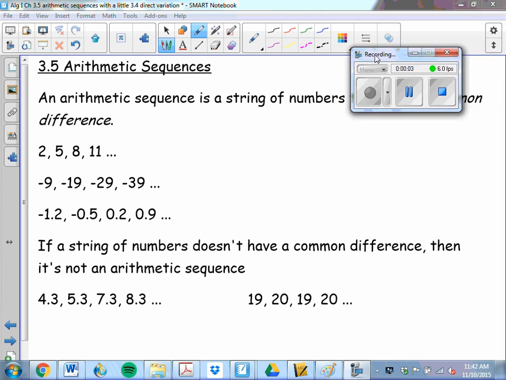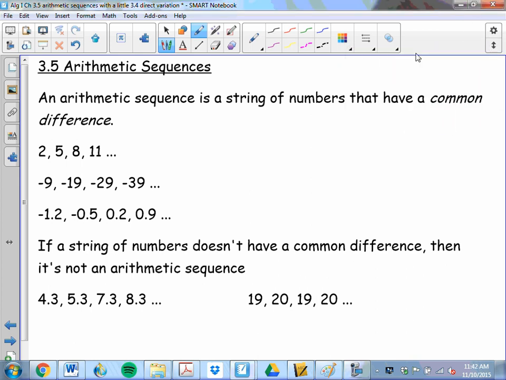This is chapter 3, lesson 5. We're going to talk about arithmetic sequences, which is having a string of numbers that have a common difference. So we've got the numbers 2, 5, 8, 11. And with these numbers, each step increases by 3. Because there's a common difference, a difference of 3, we call this an arithmetic sequence.